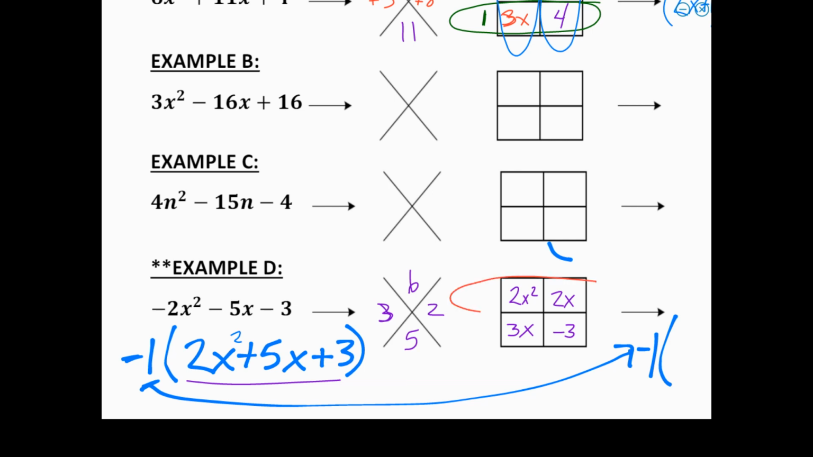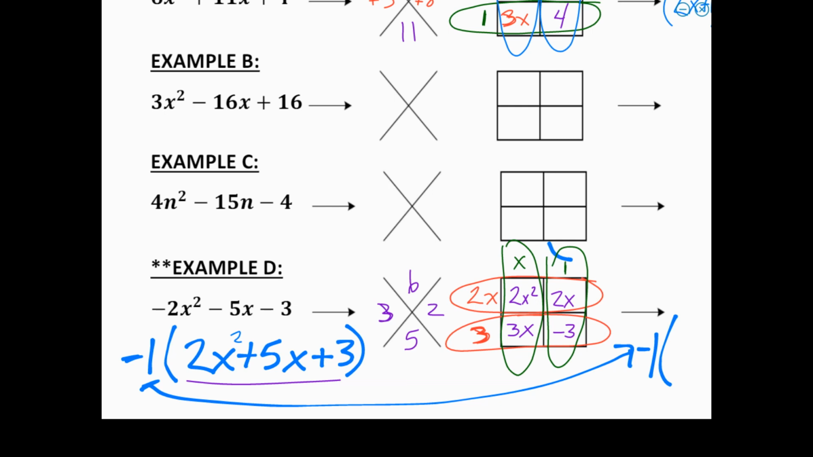So what is my greatest common factor between 2 and 2? 2, and between x squared and x. Okay, and then if I do it this way, between 3x and -3? 3. Okay, and then if I do it the other direction, this way? Just 1, just x, yep. And then this one? Just 1 again.